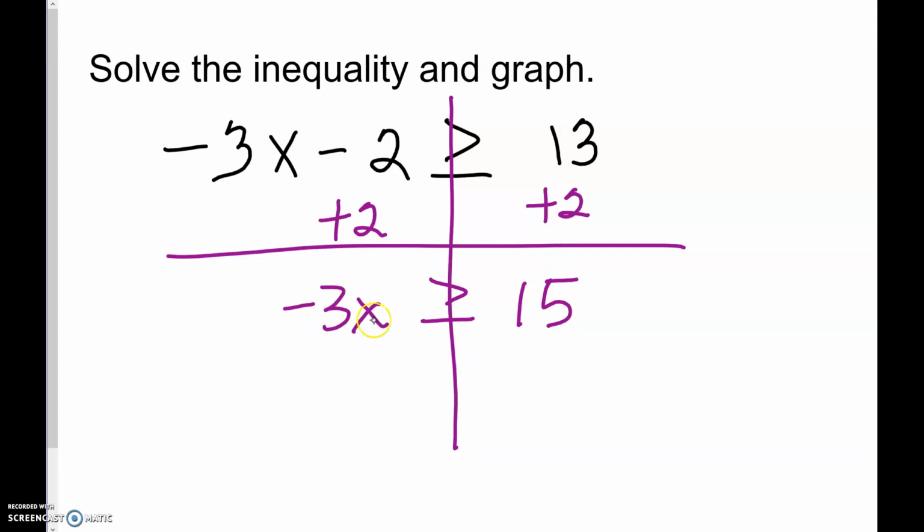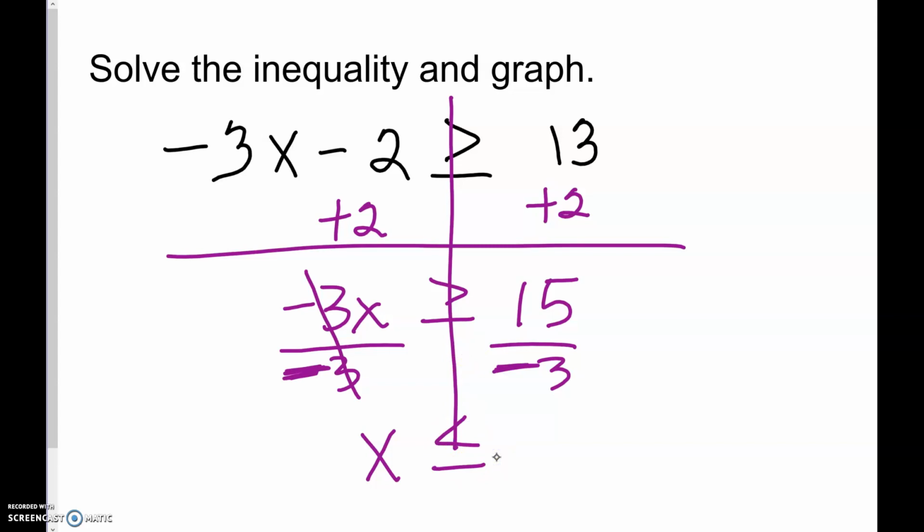Now that says -3 times x, so the opposite of times is divide. So we're going to divide both sides by -3. These 3's are going to cancel, so we have x. Now what did we divide by? We divided by a negative number. So when you divide by a negative number, you have to remember to flip your sign. So 15 divided by -3 is going to give us a -5.